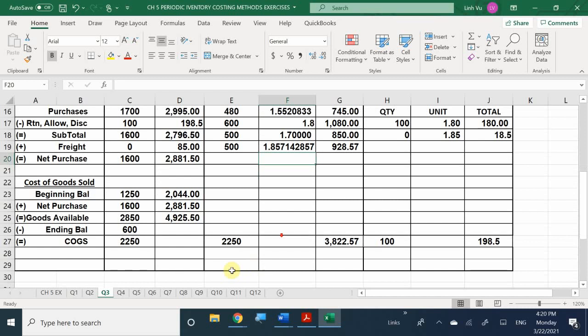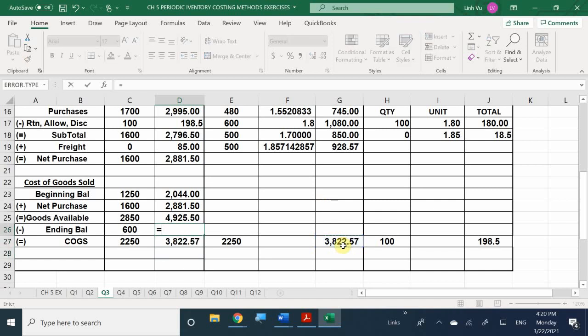Now that we got all that information, right? Now we can calculate our totals, and I have a total for selling 2,250 items. I have a grand total of $3,827.57. All right. So therefore, what is my ending balance going to be?